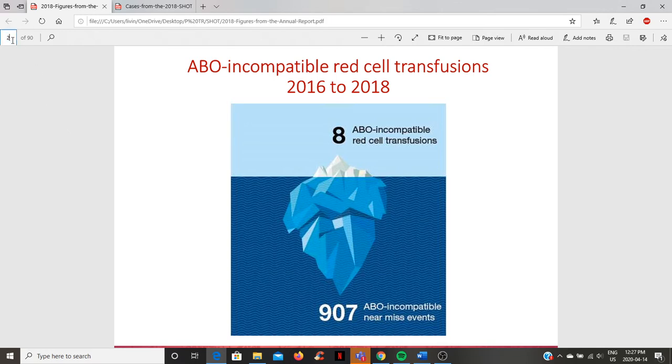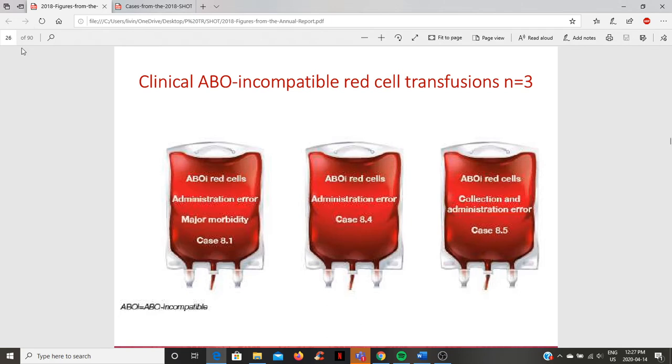All right, then I wanted to go down to page 26. Out of the cases that did happen, they've got clinical ABO incompatible red cell transfusions, 3. I believe this is over that same period. Sorry for the scrolling. They categorize some of these into clinical versus lab. This page is clinical, which means the error happened on the clinical care staff side. Case 8.1 was an administration error. Case 8.4, and you'll see these in the case summaries that you'll read after, was also an administration error. Case 8.5 was both a collection and an administration error. All 3 of these cases caused an incompatible red cell transfusion. And you'll notice in case 8.1 there was a major morbidity, so either that patient did die or nearly did.